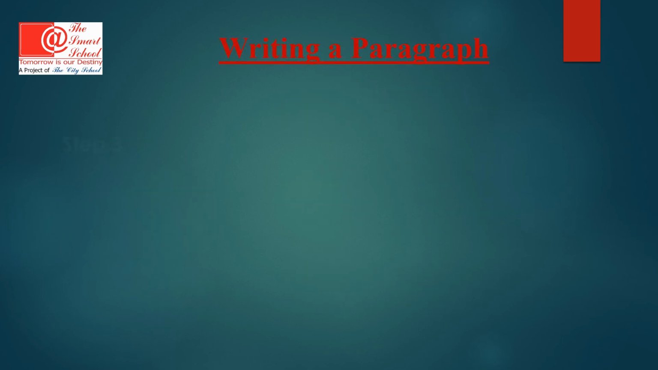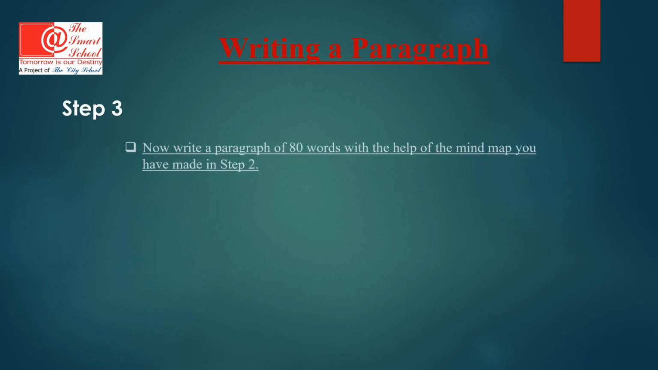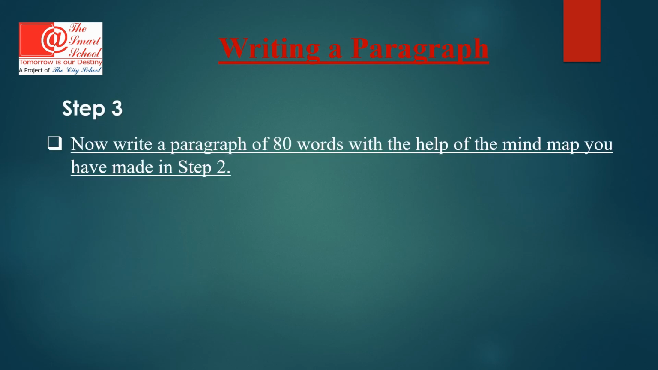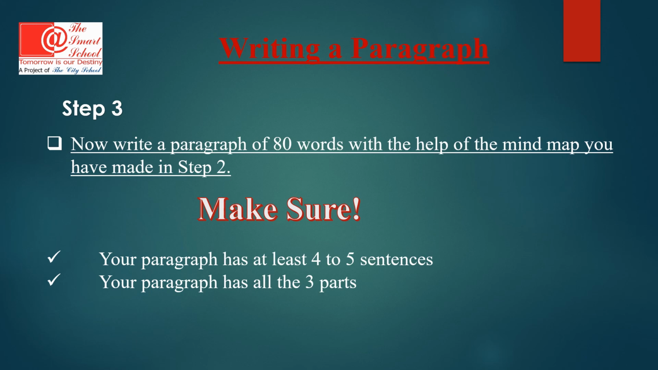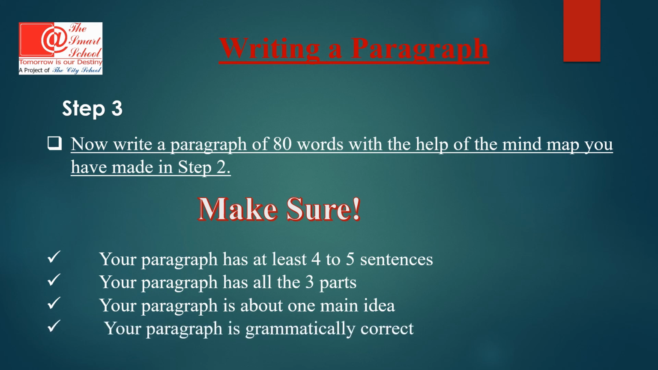Now that you have made the mind map, step 3 is that you use that mind map and you write a paragraph of 80 words. Make sure that your paragraph has at least 4 to 5 sentences. It has all the 3 parts like the topic sentence, supporting ideas and the concluding sentence. It is only focusing on one main idea, that you stick to the theme. Do not shift the theme. And the last but most important, make sure that your paragraph is grammatically correct. Now you may pause the video and continue to finish your work.